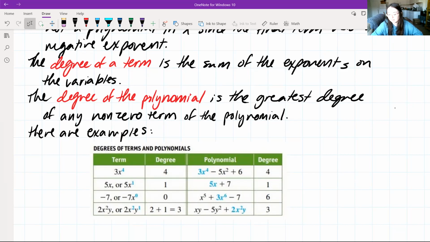So for example, if you have something like 3x to the power of 4 minus 5x squared plus 6, your highest degree in that case is going to be 4. Then also if you have a mixture of exponents, like how we saw before, if you have something like xy minus 5y squared plus 2x squared y, you still want to be adding those exponents of your terms in order to really determine the degree. So in this case, when we have x and y, the degree of that term is just going to be 2, since they both have an exponent of 1. 5y squared has a degree of 2 as well, but our 2x squared y, we would add 2 and 1 to get a degree of 3, and that would be the degree of our polynomial.